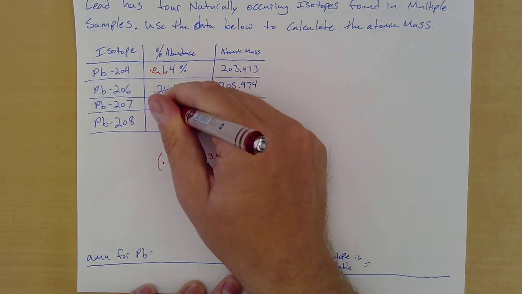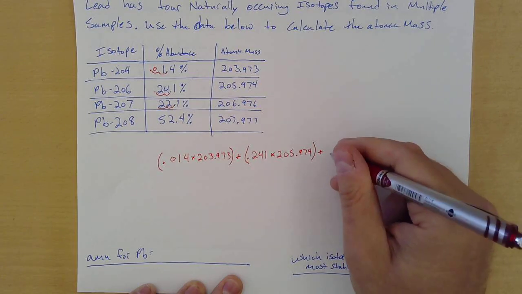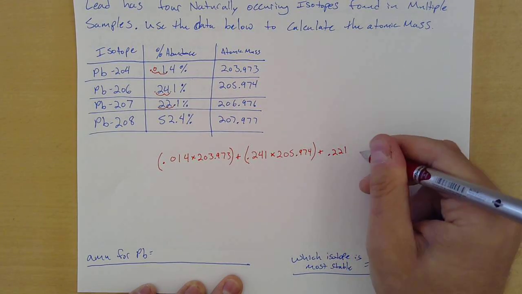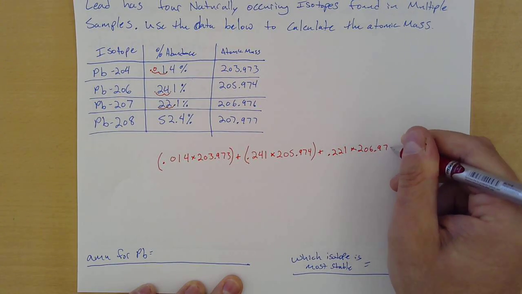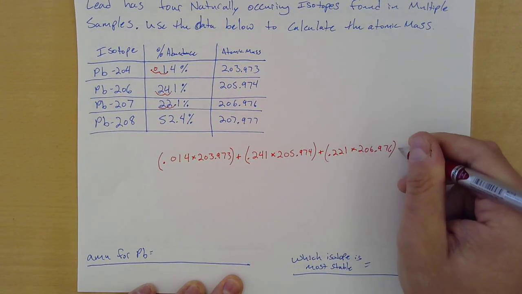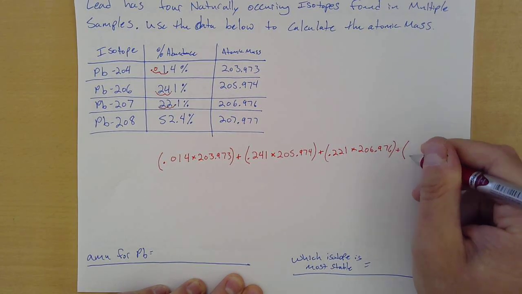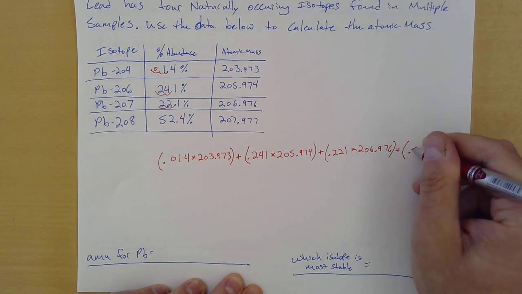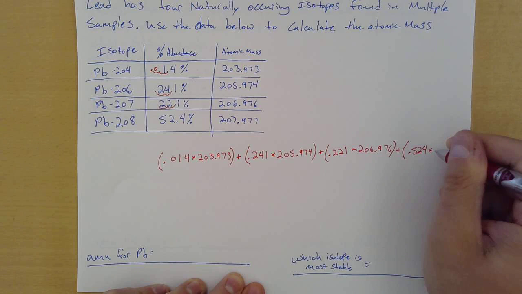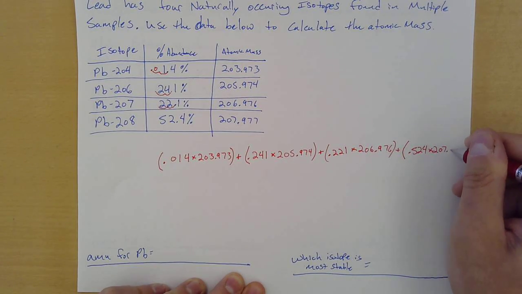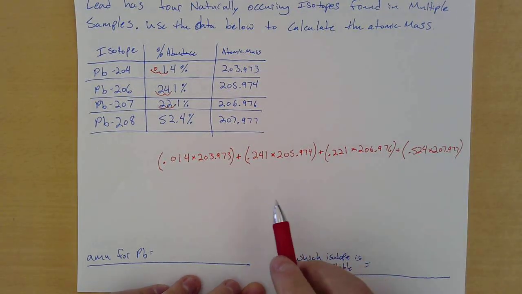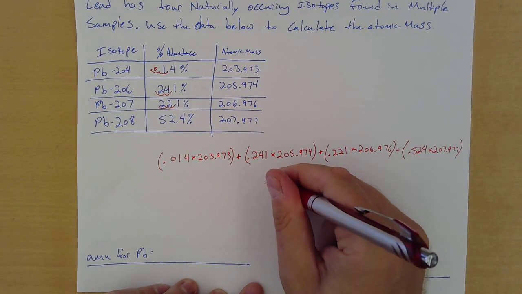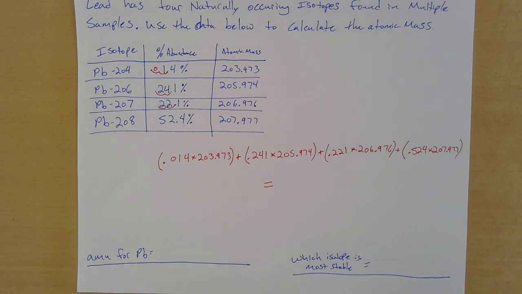Plus, move this over 2 times, we get 0.221 times 206.976, and then we have one more, which is 0.524 times 207.977. We're going to do all of this out in one string, and that should equal the percent found, or the AMUs for lead.